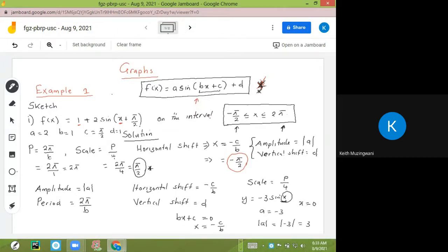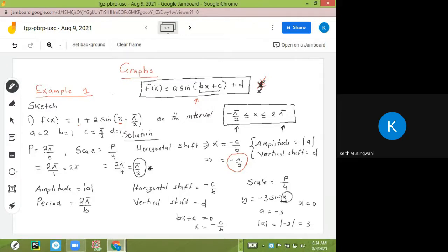So sometimes your horizontal shift may fall outside the required interval for sketching. You start from the very number given. So you would put the horizontal shift and add without indicating on your sketch until you get to the number given, and then that's when you start indicating them on the sketch. So we'll have such examples.